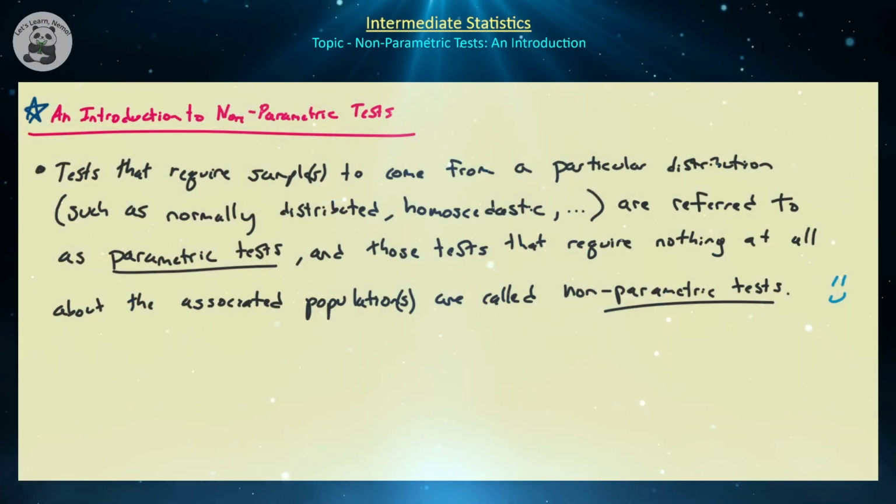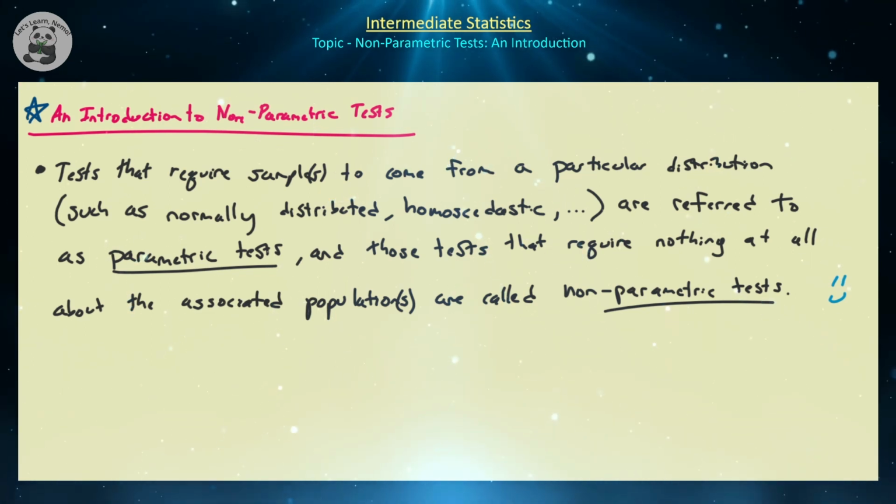Today we're going to continue our journey through statistics and introduce a set of tests known as non-parametric tests. Now, let us first get an overview of what we mean by non-parametric. Usually, tests that require something about our distribution that we're sampling from, for example, that our distribution is associated to a normal distribution, our two populations are homoscedastic to one another, and so on, are often referred to as parametric tests.